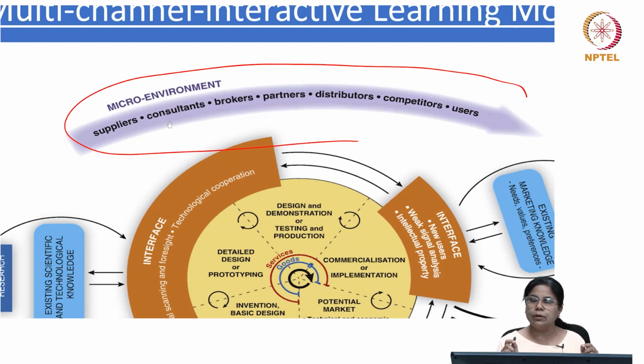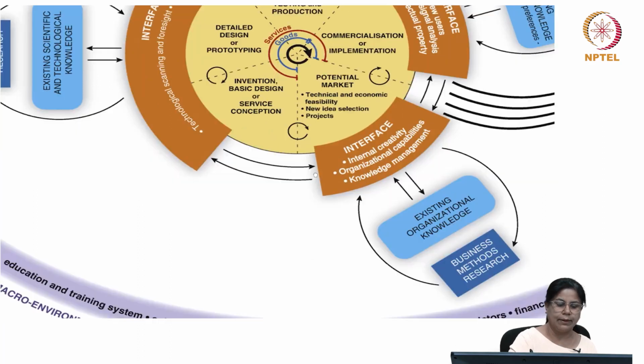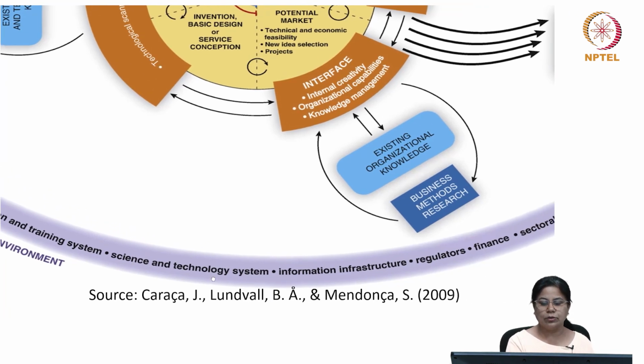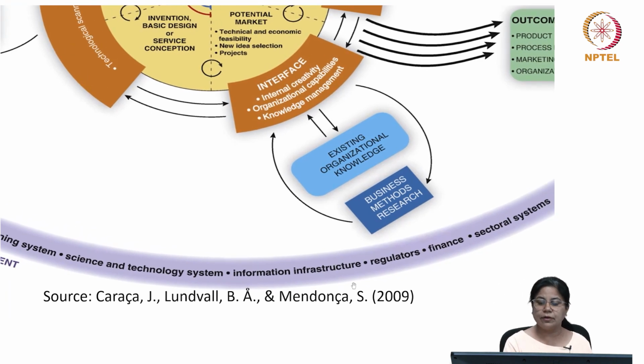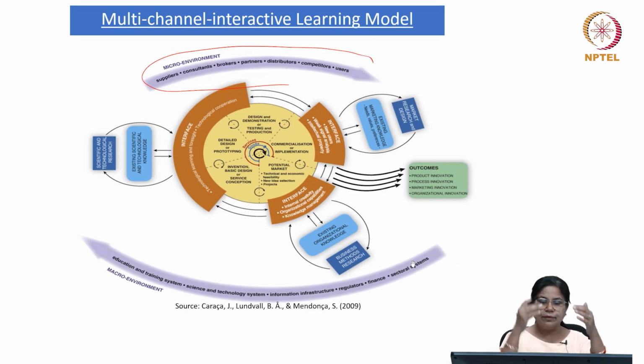Why is it being referred to as a microenvironment? Because it is an immediate neighborhood in which a firm interacts, right? And then what you have is a macro environment. What does this macro environment entail? It entails the education and training system, science and technology system, information infrastructure, regulators, finance, and the sectoral systems of innovation.